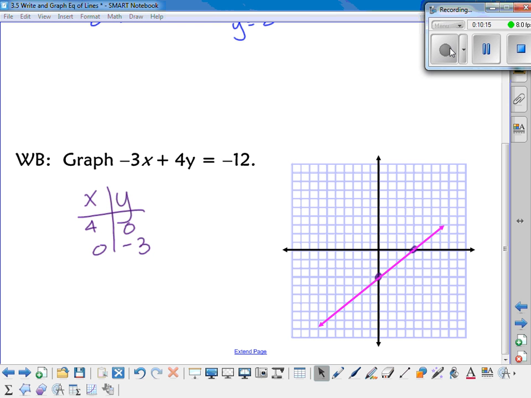Okay, so you should have gotten (4, 0) as your x-intercept and (0, negative 3) for your y-intercept. Plot those points and draw the line, and hopefully your graph looks somewhat like mine.